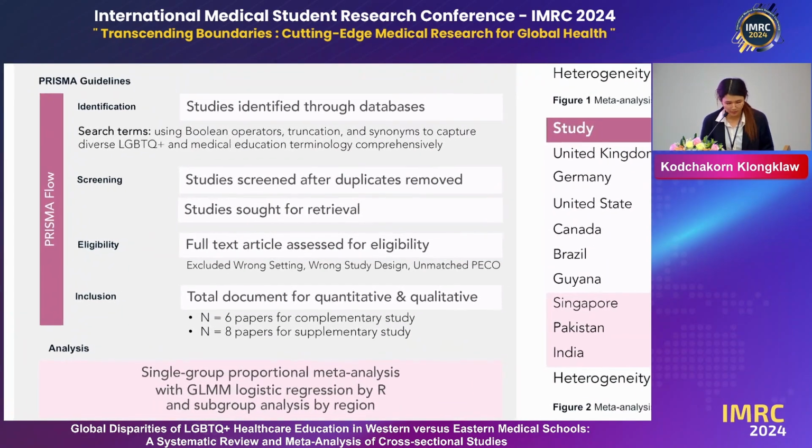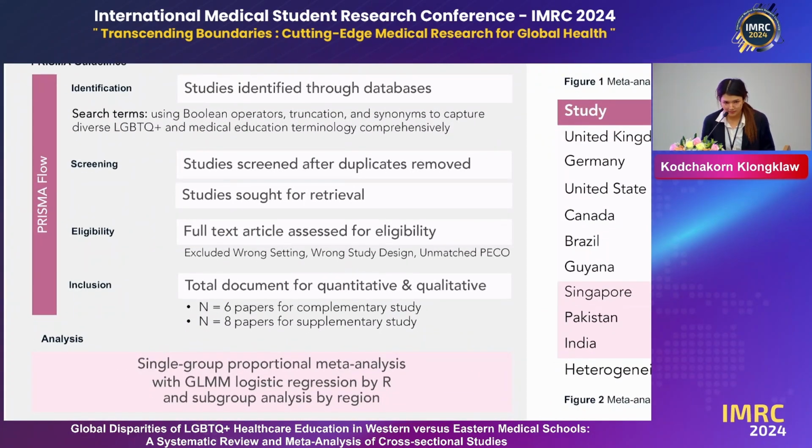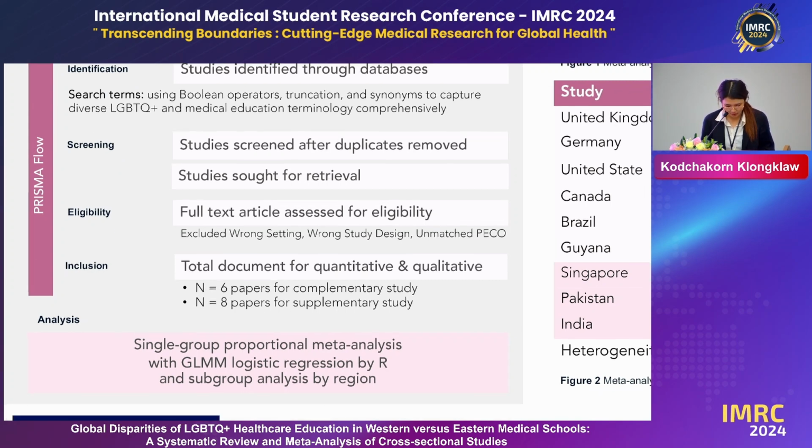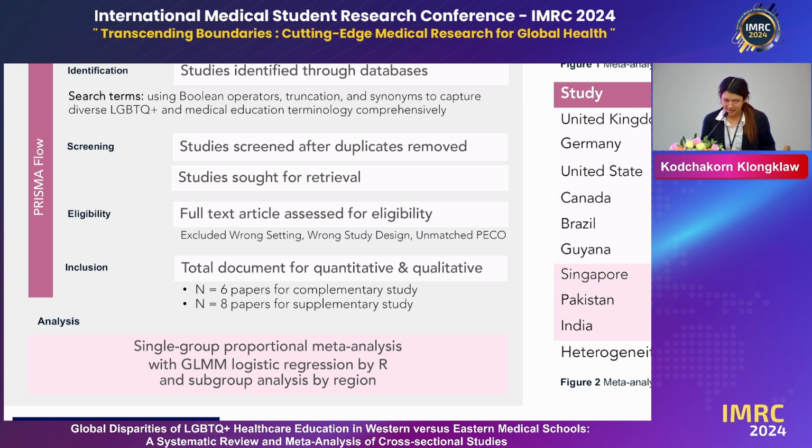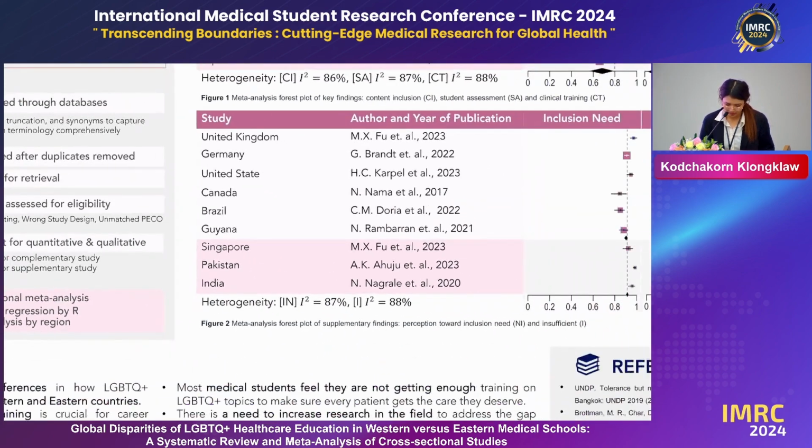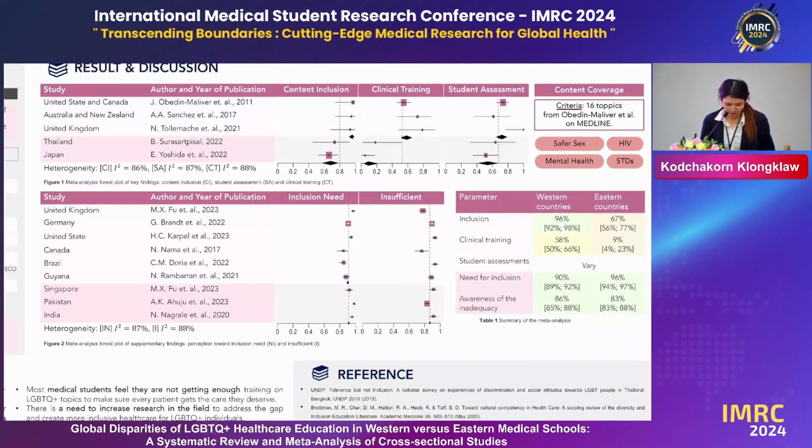We registered in PROSPERO, and after that, we followed the PRISMA guideline. For the inclusion, we have 6 papers for complementary study and 8 papers for supplementary study. For analysis, we're using single group proportional meta-analysis with GLMM, logistic regressions by R, and subgroup analysis by regions, as mentioned, that we want to compare two regions. And here are the results.